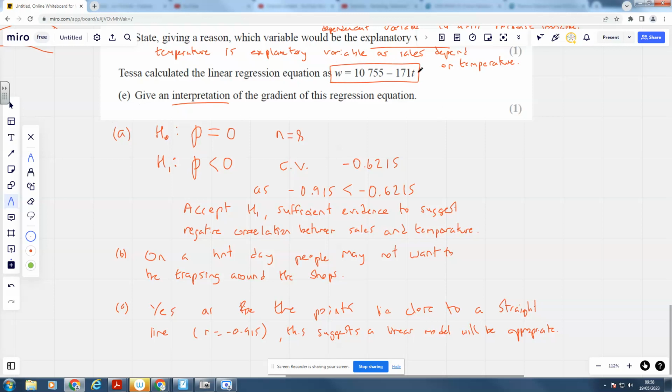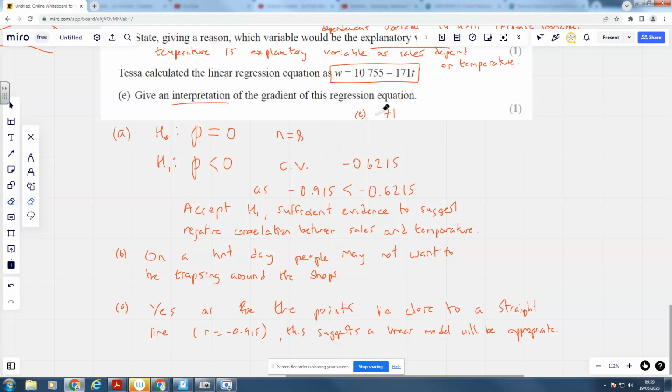Well, firstly, look at it like this. If T is 0, W is 10,755, and W is sales that week. So this suggests that at 0 degrees Celsius, the sales would be 10,755. But it suggests that for every time T changes by 1, the sales drop by £171. And that's what they're looking for in interpretation. Interpretation always means comment in context.